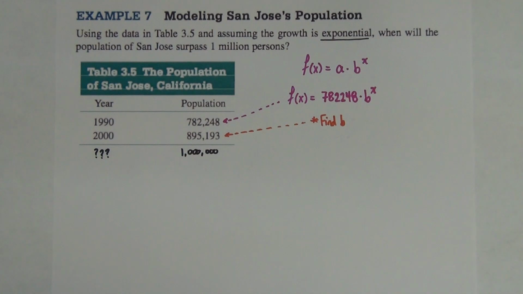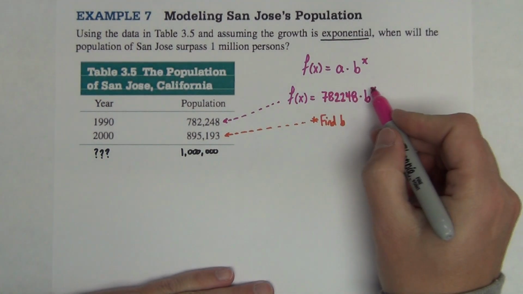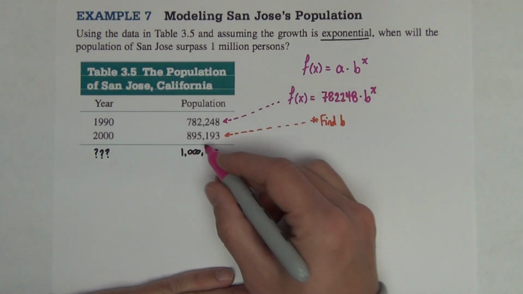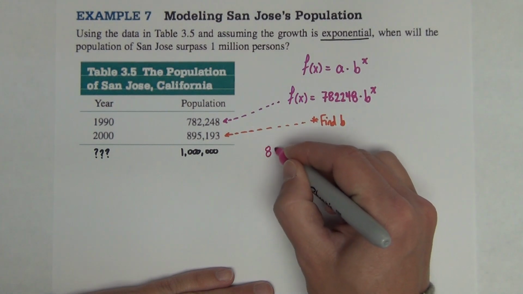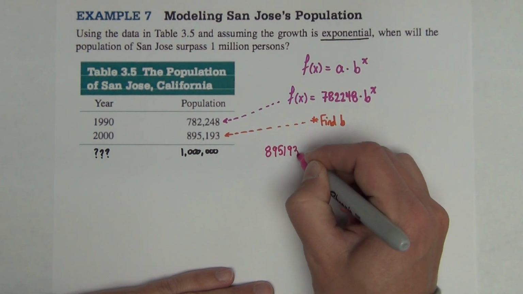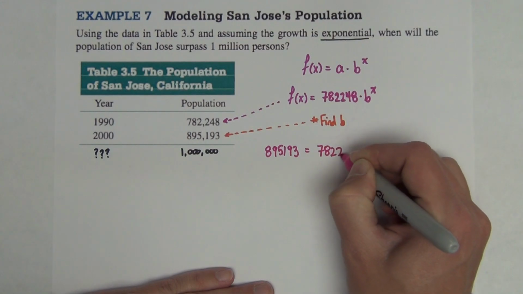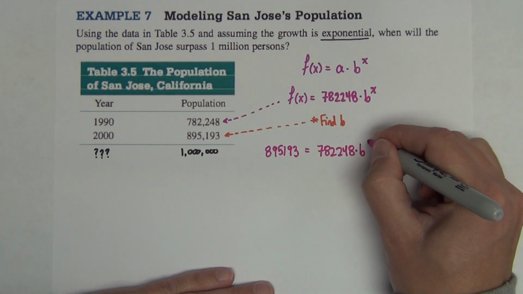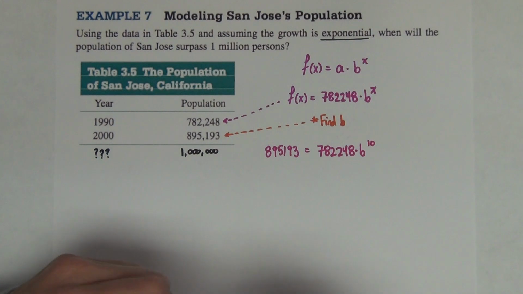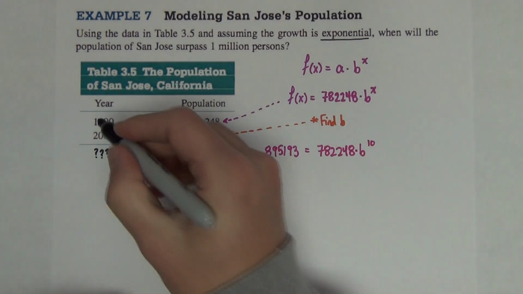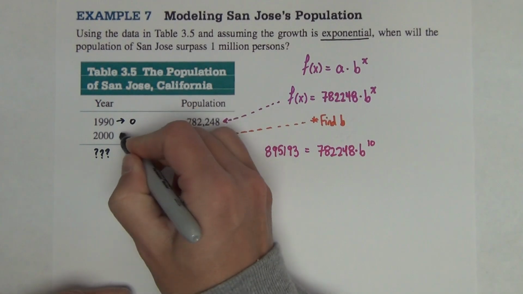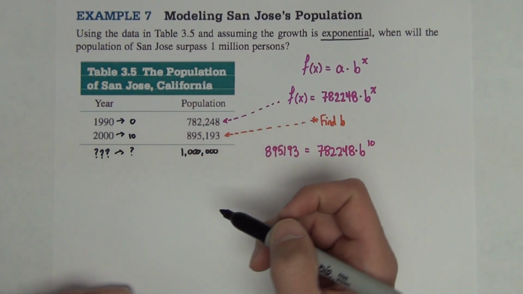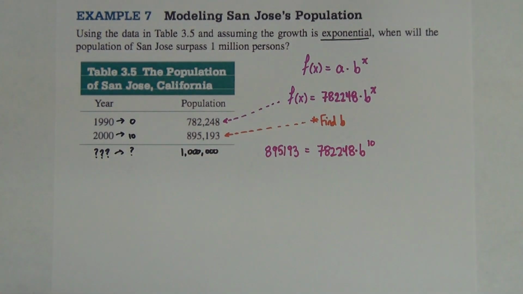In order to find b, we're going to use this other set of information here. Now the way I use it is I'm going to substitute in for the x and the y, the other data point, this information here. So I know that the population was 895,193 when the year was 2000, I'm going to call the year 10. So what I'm doing is I'm simplifying the numbers in the table. I'm saying that 1990 is year 0, so therefore 2000 is year 10.